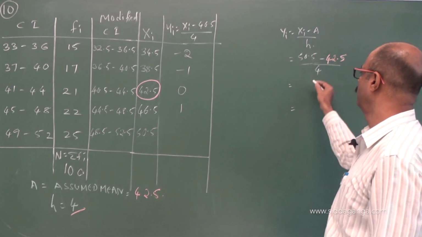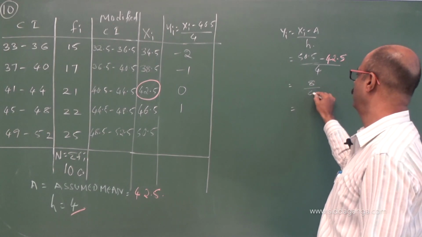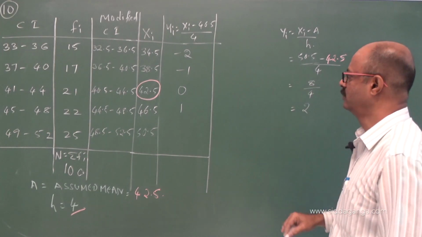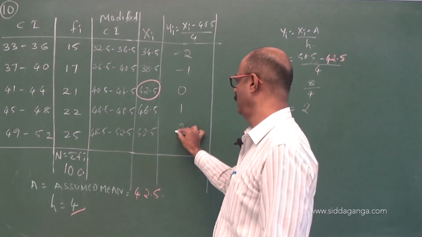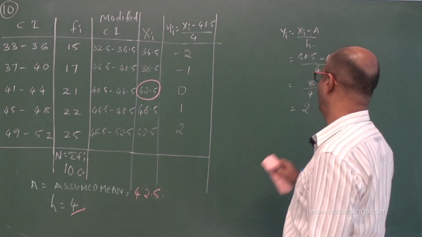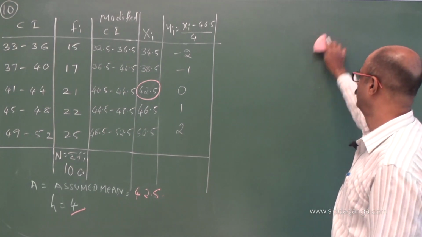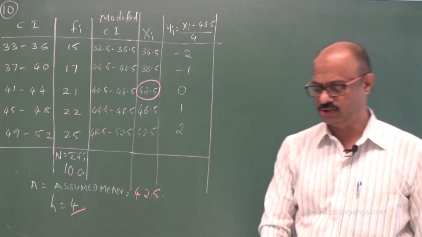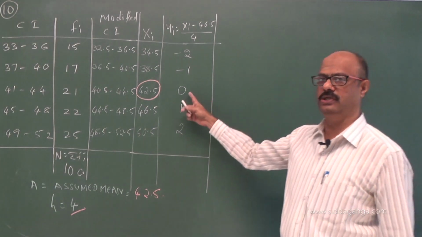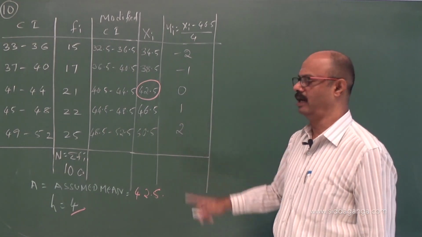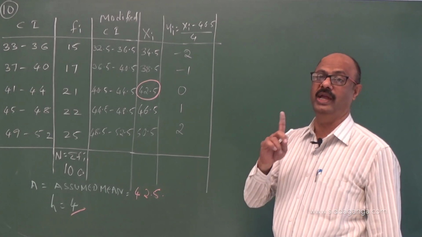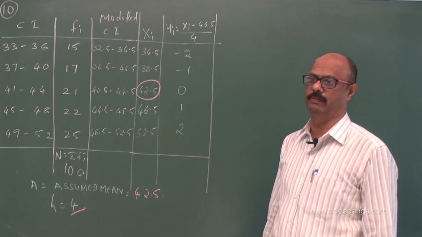50.5 minus 42.5, you will get 8 divided by 4. 4 ones are 4, twos get cancelled, you will get 2. So you will get yi like this. The first value is minus 2 and the second value is minus 1, and the third one is 0, and next is 1, and next is 2. These are all yi under the shortcut method.